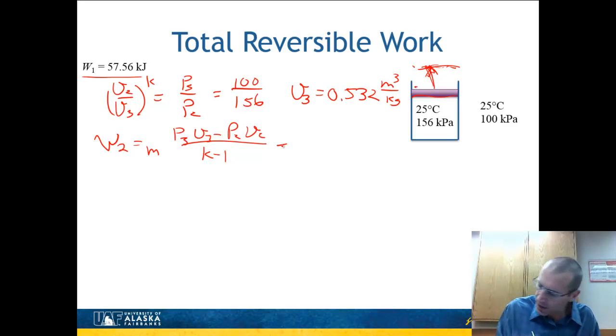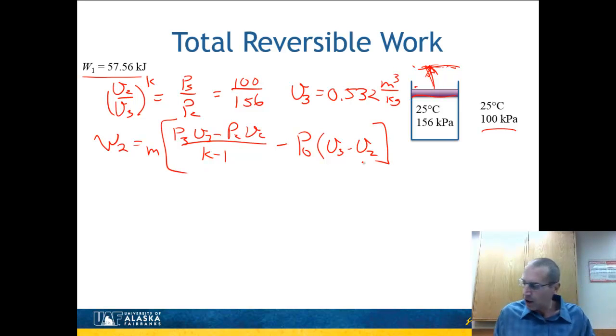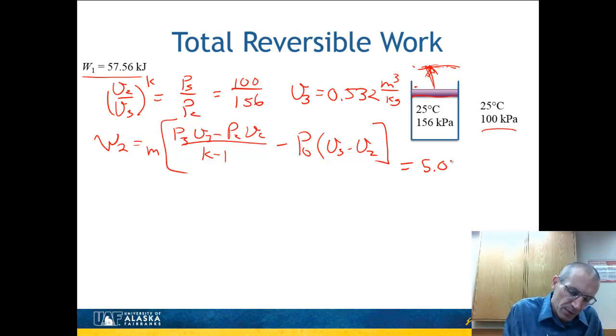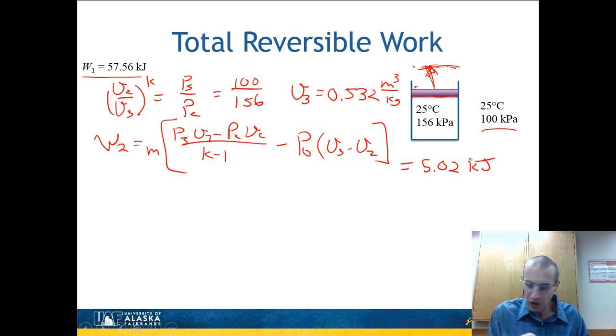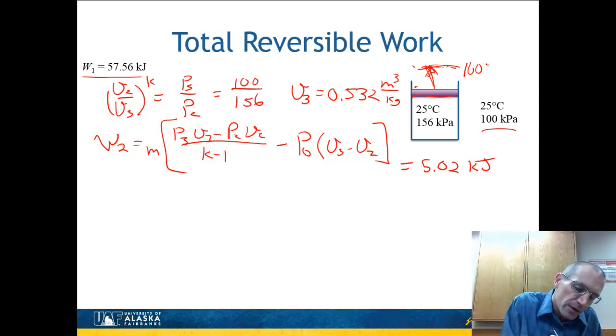So I need to go ahead and subtract off the atmospheric pressure, that's P naught, of 100, times that volume change, so V3 minus V2. And so the mass is multiplied by all of that. So go ahead and give me the amount of work I can get from this next step. If you do the arithmetic, it comes out to 5.02 kilojoules. So this is some additional work that I can get. I'm now at 100 kilopascals.